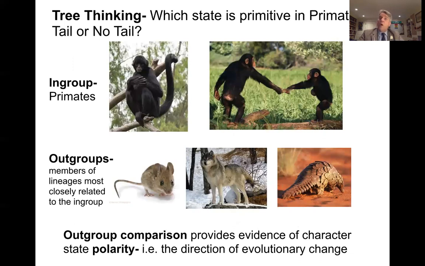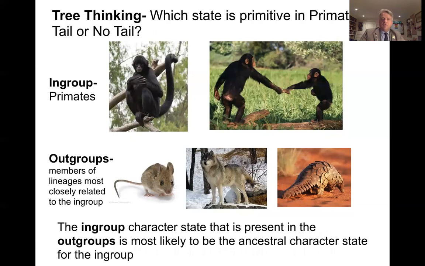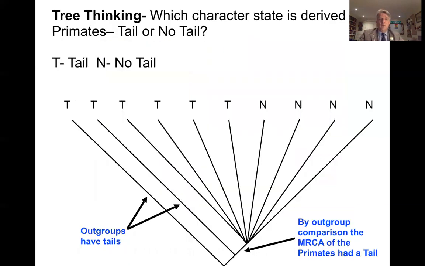So how do we figure this out? Well, we have to include some outgroup lineages that are outside of primates but closely related to primates. So we could reach out and look at these other lineages of placental mammals. The in-group character state that is present in the outgroup is most likely to be the ancestral character state for the in-group. So you can see all of these mammals have tails. I think you could then guess the direction that this conversation is going. By outgroup comparison, here are the outgroups, they have tails. Here are our primates with tails. We would argue that the most recent common ancestor of primates had a tail.